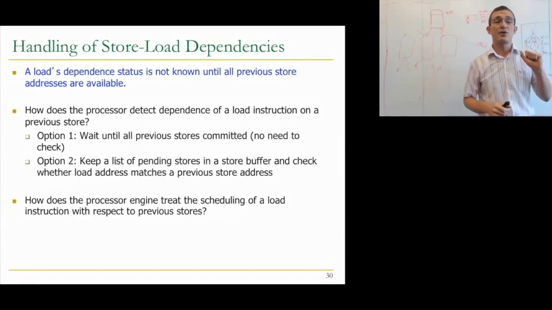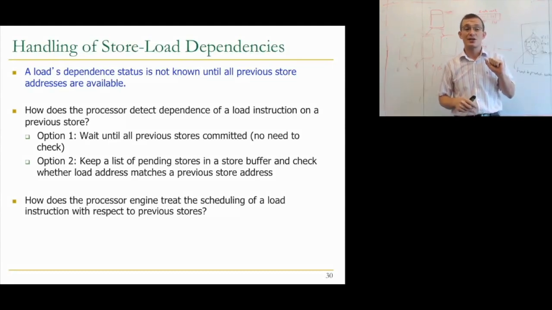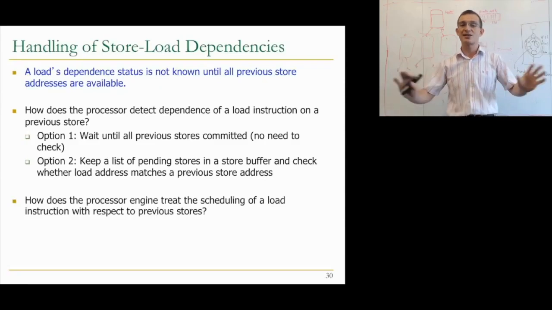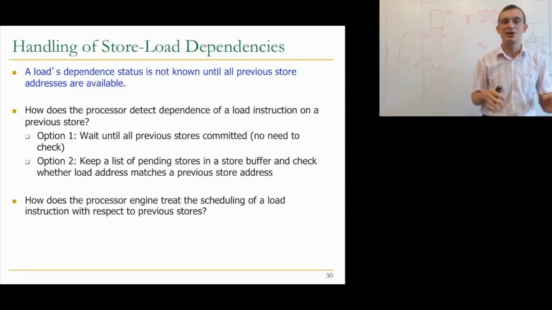So let's take a look at the first question. How do you actually detect the dependence of a load instruction? Well, one option is to wait until all previous stores are done and have computed their addresses, right? Then there's no need to check. This is the memory disambiguation problem.